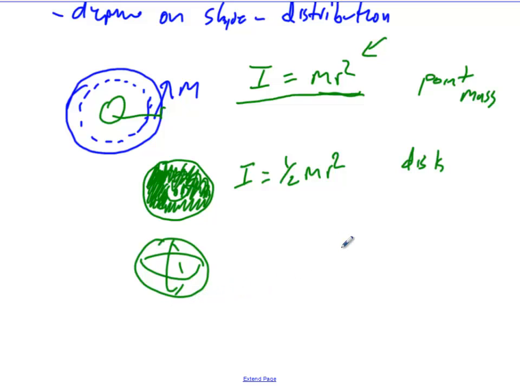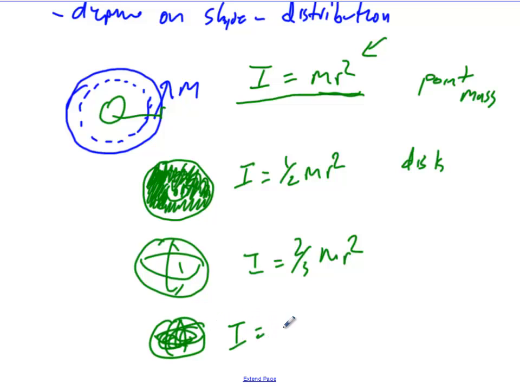around the outside, then I is equal to 2/3 mr squared, and that is for an axis of rotation through the center of the sphere. If you have a solid sphere, remember that roller coaster lab we did where we had a solid steel marble? If you have a solid sphere, then I is equal to 2/5 mr squared.